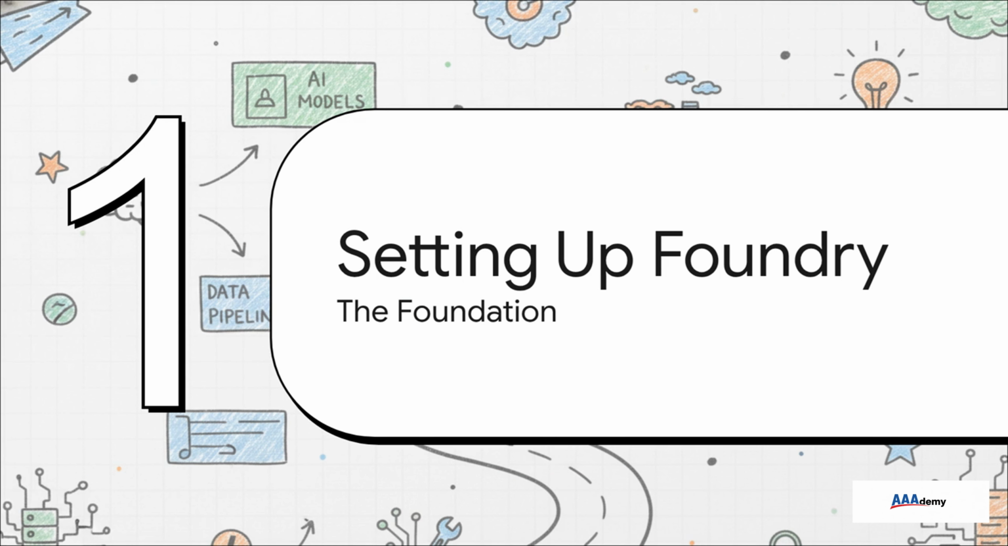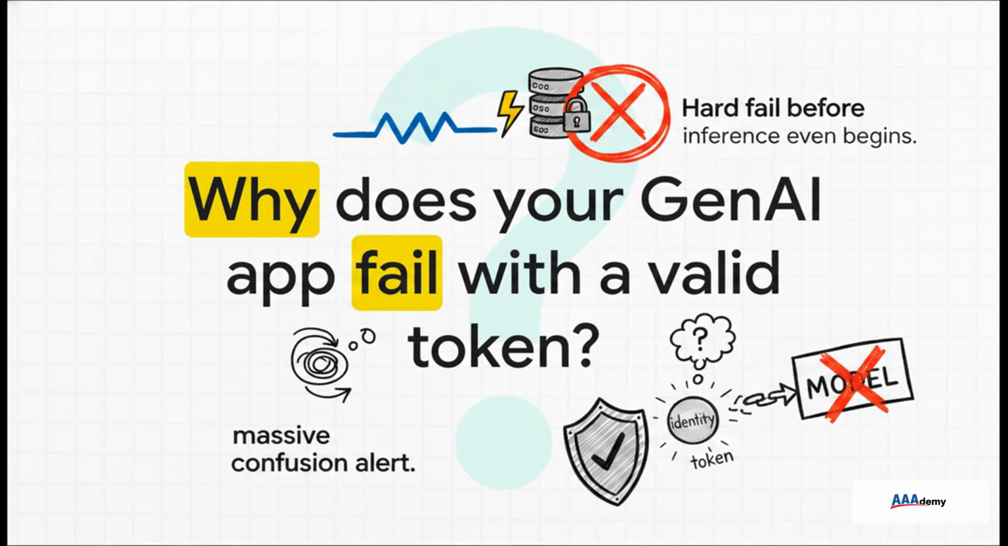So, starting off with Section 1, setting up Microsoft Foundry, the foundation. We're starting our journey right at the base of the platform. Establishing a governed project, a strict identity boundary, and a secure network path. That is absolutely paramount before a single token is ever generated.